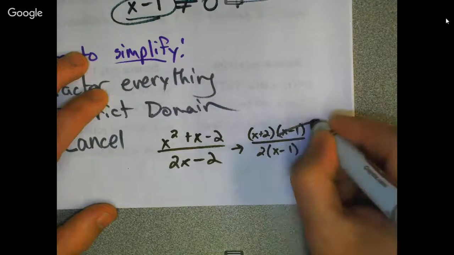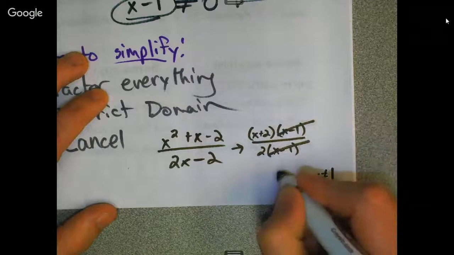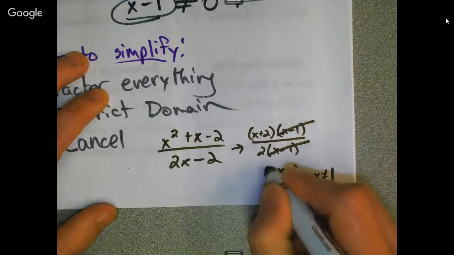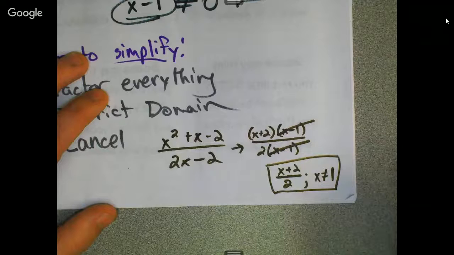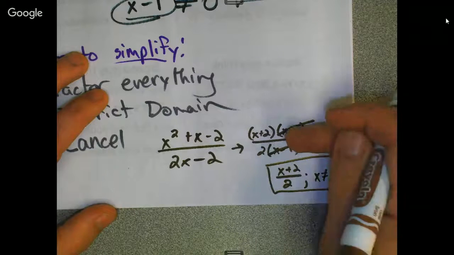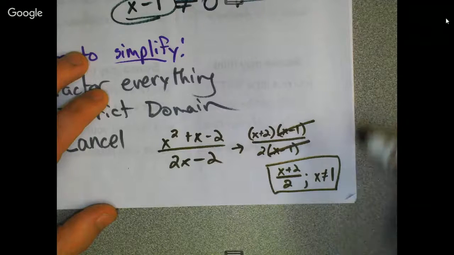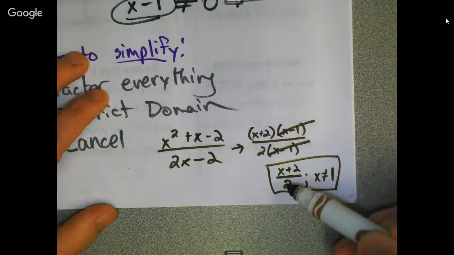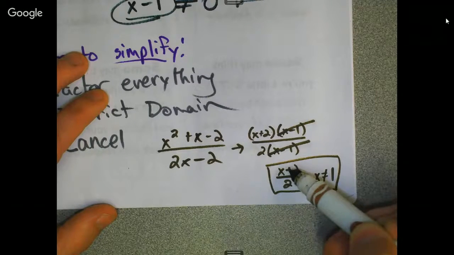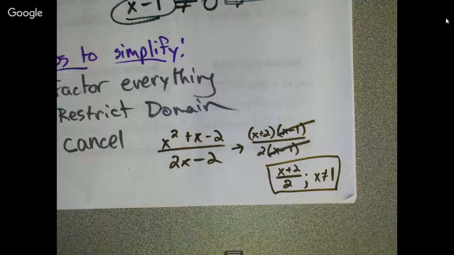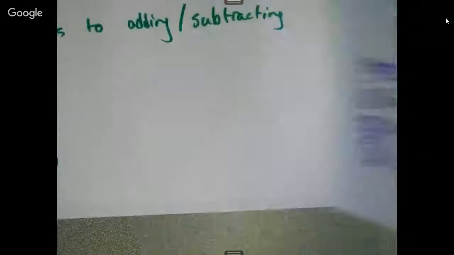Then we do step 3, which is cancel. So I have x plus 2 over 2, and x cannot equal 1. You have to restrict the domain before you can cancel. Again, you cannot cancel these 2's because of the addition. It has to be multiplication. All right, so that's simplifying.